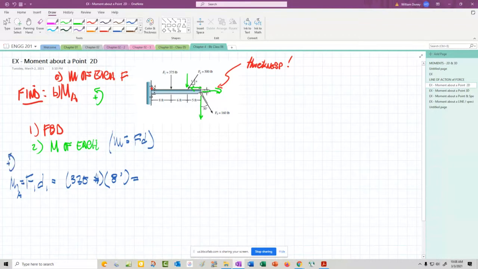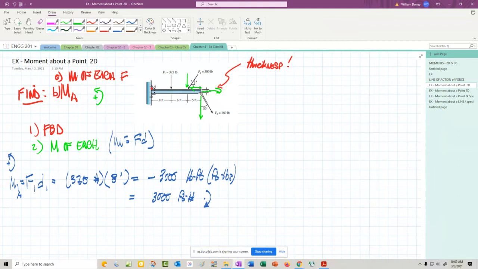And since we're taking counterclockwise as positive, that will be a negative answer because it's trying to rotate it down. And if we take 375 times 8, we get minus 3,000 pounds foot. We could say foot pounds. Nobody's going to yell at us. So we'd either say minus 3,000 or we'd write this as 3,000 foot pounds clockwise. That would be the same answer there because it's trying to rotate it down about point A.